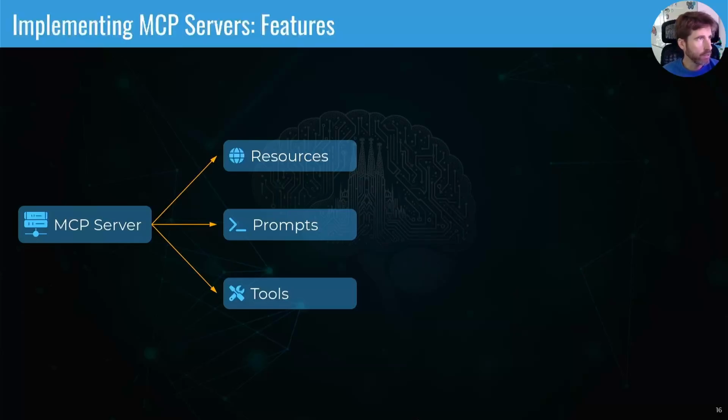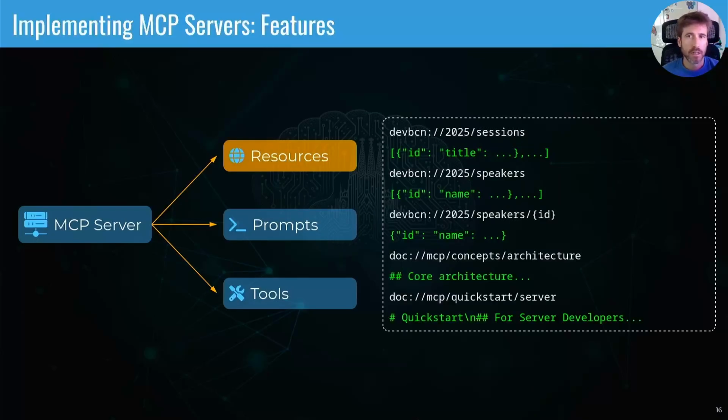So the first thing, the kind of features that your MCP server can provide. These are the main ones. Resources. Resources follow the uniform resource identifier pattern. So you have some sort of URI where you can expose certain things. For example, in this case, we would have this DevBcn 2025 sessions endpoint, and whenever the LLM opted to read this resource, we could return a JSON array with the information of the sessions for DevBcn. Similarly for speakers, or maybe using a resource URI template for a given speaker's information.